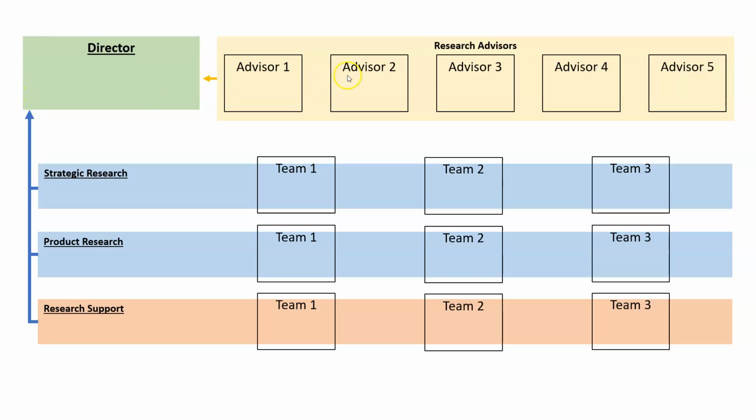There are also research advisors that report to the director, but these advisors were liaisons between the teams and external client departments who we were helping do research for. So I was on the strategic research team 1, and that team was working with each of the individual advisors to figure out what research needed to be done for other departments.